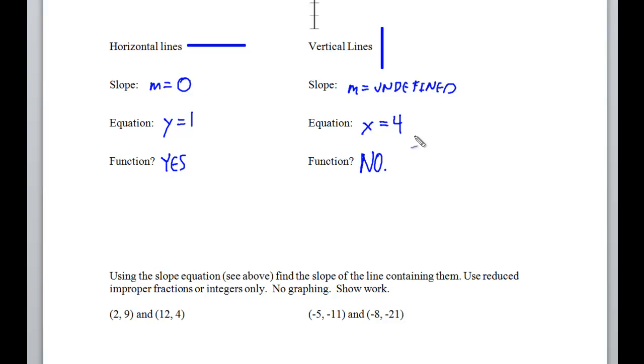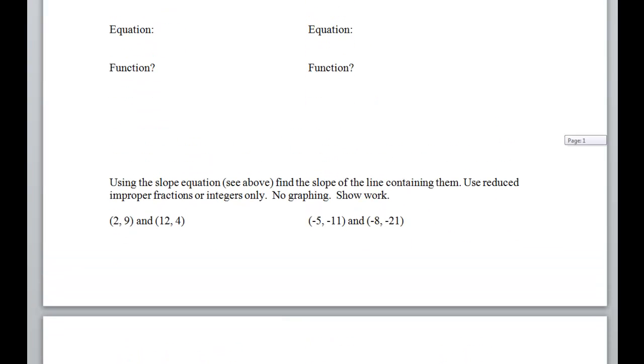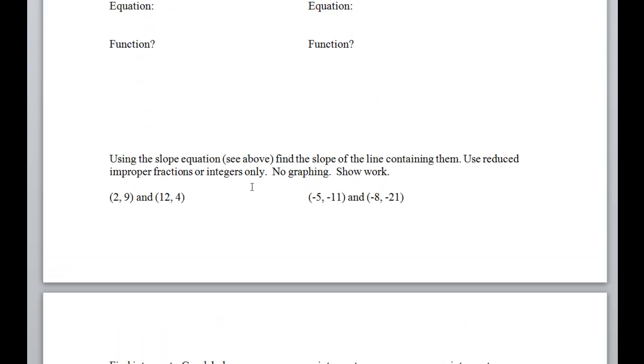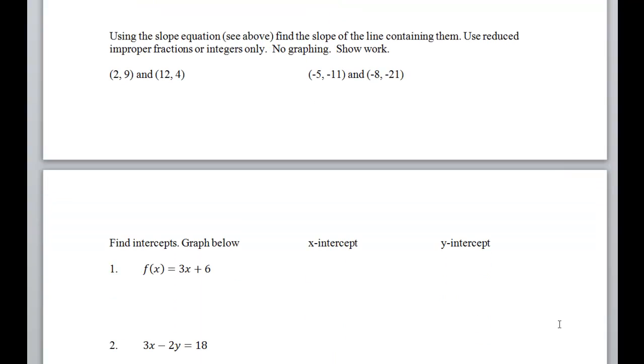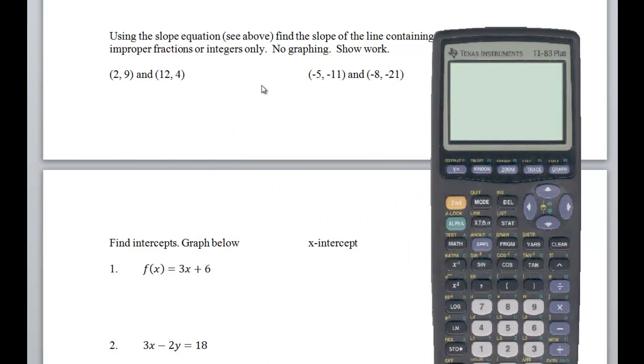Now, I'm going to show you, if you have a graphing calculator, because you'll notice that at the bottom of this worksheet here, I have the same question that I had on the previous worksheet, to use the slope equation above to find the line containing them. Use reduced or improper fractions and integers only. But what I'm going to do here is use my graphing calculator tool, and this will show you how to find, using the stats on your calculator, the slope of the problem.